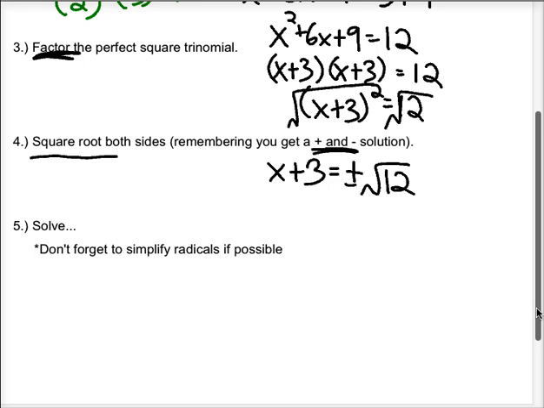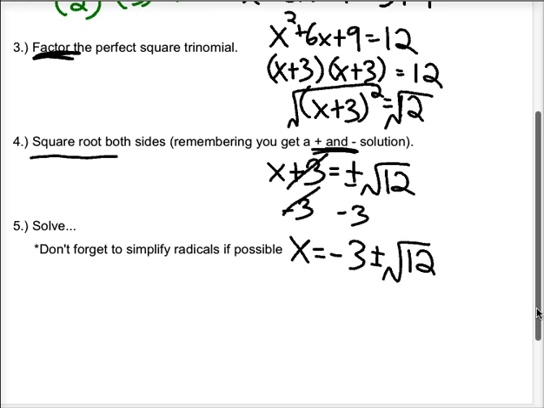All right? Need to get the x by itself. The ultimate goal here is to get the x by itself. So I'm going to subtract 3 from both sides. And since those are not like terms, when I subtract 3, it stays completely separate. Doesn't end up combining with that 12.